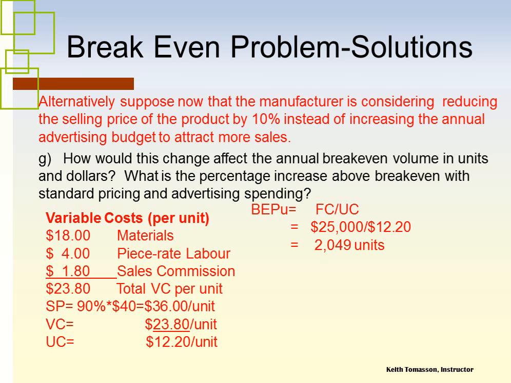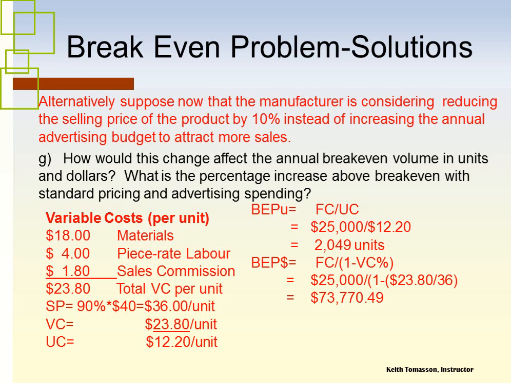So our break-even point in terms of units, our formula hasn't changed. It's the fixed cost divided by our unit contribution, and that's just an abbreviated way of writing that formula. Our fixed costs haven't changed. They're still $25,000. Our new unit contribution is now $12.20 per unit. So now we must sell 2,049 units to reach our break-even point.